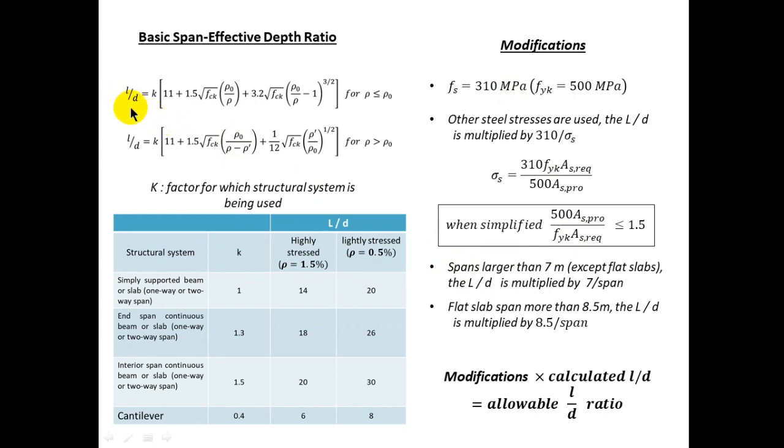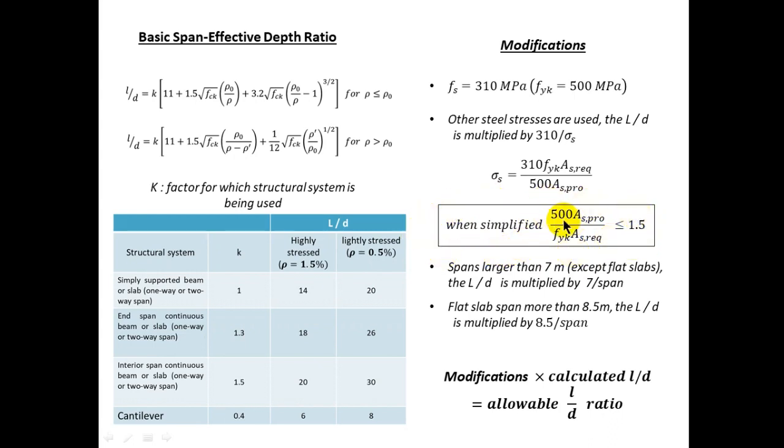If you just determine the L over D, and you know what you are providing here, what you are putting here, the rho, is for the required area of reinforcement, but this is not the one you are providing. So you're providing something more than the required. And it is very reasonable that if you're providing more than the required, then the deflection is going to get reduced. And this is the first modification here.